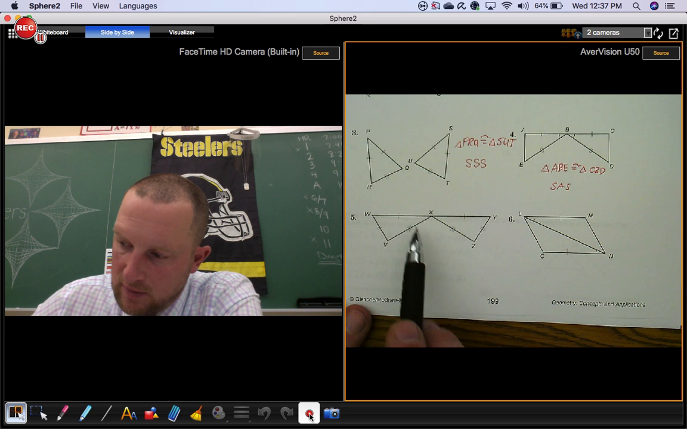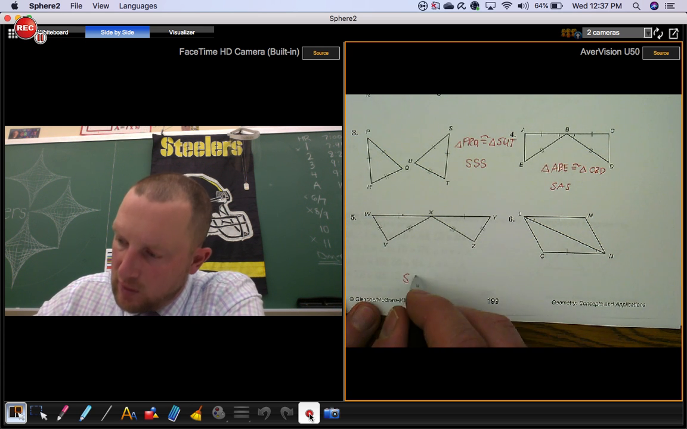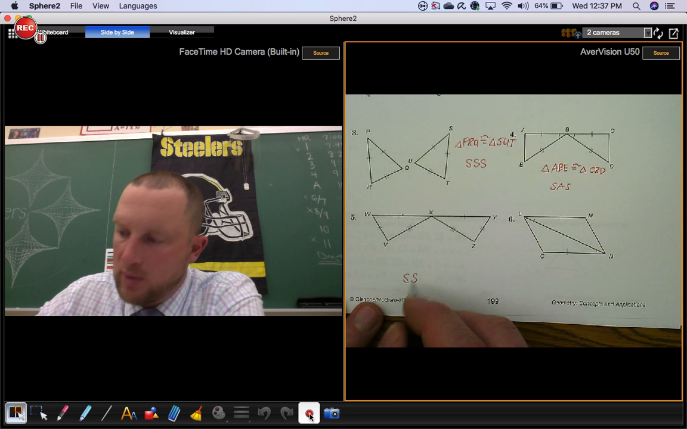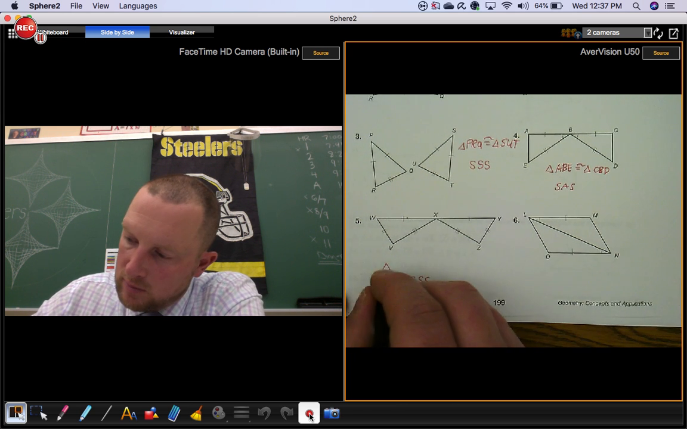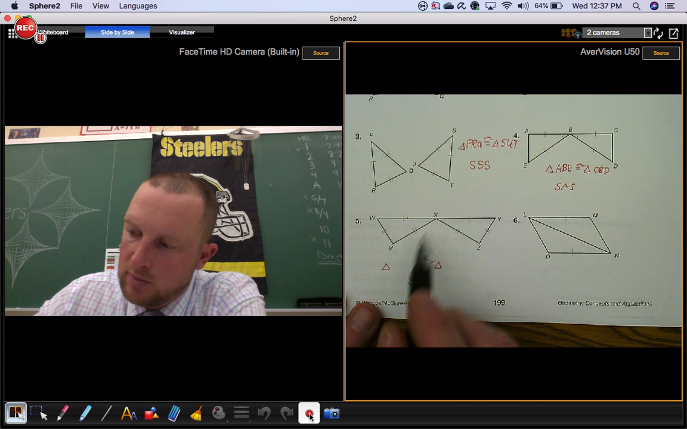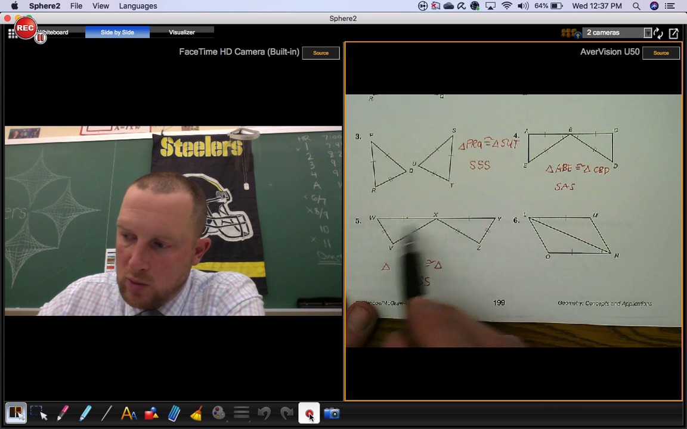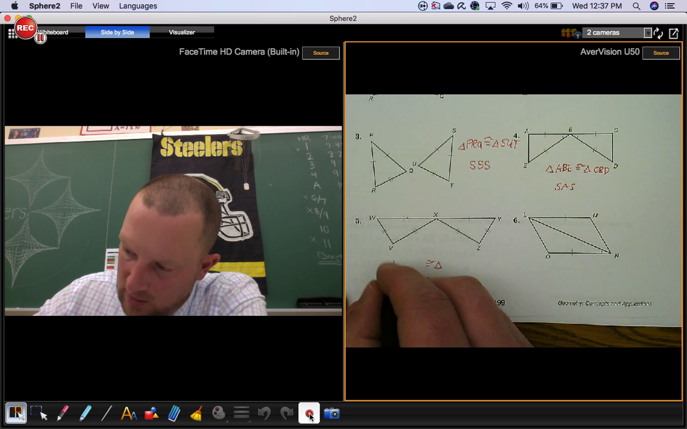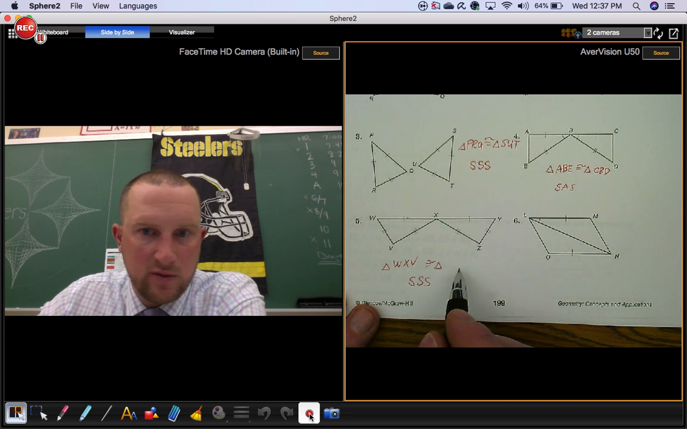Here's number 5. You got a pair of congruent sides. You have a second pair of congruent sides. And we have a third pair of congruent sides. These triangles are congruent by side side side. Let's write the congruent statement now. We'll call this triangle WXV. Just line up what goes with those letters over here.